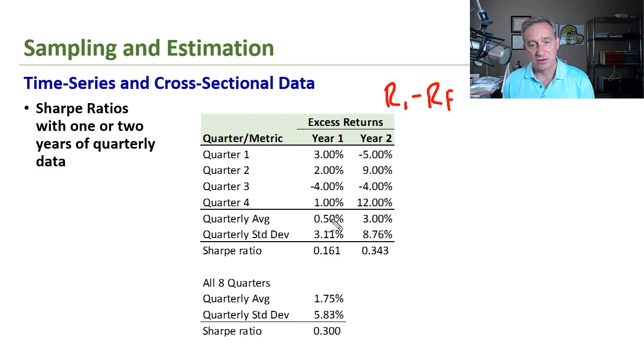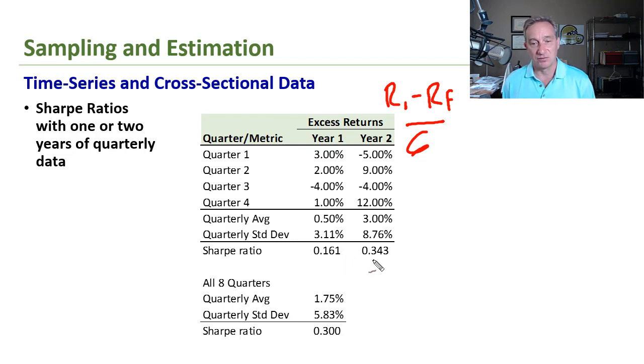So in this year, the quarterly average excess return happens to be a clean 50 basis points. And the standard deviation is 311 basis points, so 3.11%. And the Sharpe ratio, of course, divides that average excess return by the standard deviation. So if we take 50 basis points divided by 3.11, we should get about 0.16 as the Sharpe ratio. So that's the excess return per standard deviation.